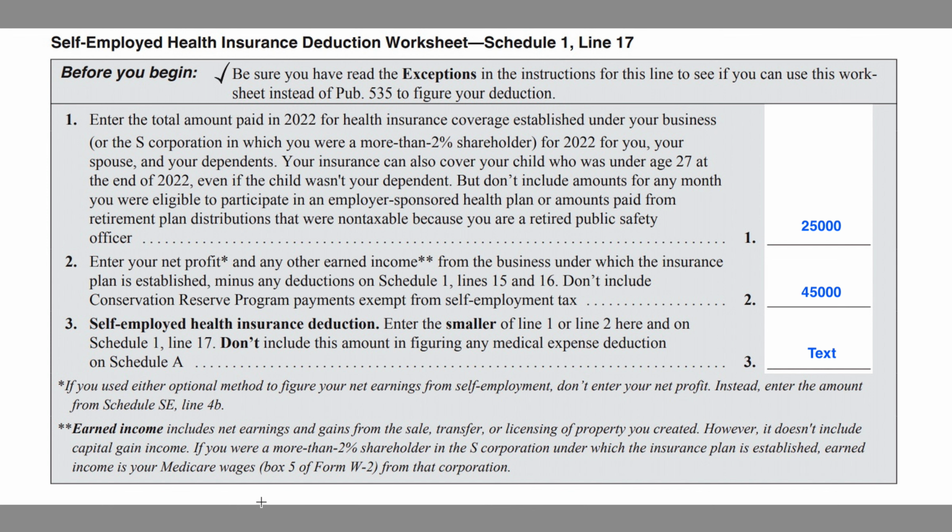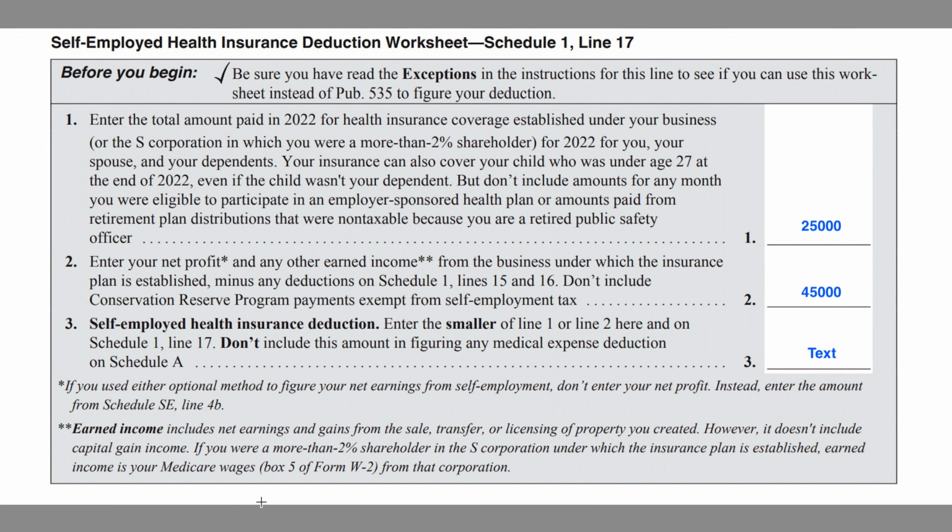We'll be going over the self-employed health insurance deduction worksheet, which you can find in the instructions for IRS Schedule 1, line 17. Normally taxpayers can take a deduction for health care insurance for themselves, for their spouse, or their dependents. They can also even claim health insurance costs for a child under the age of 27 at the end of the tax year, even if that child is not a dependent.